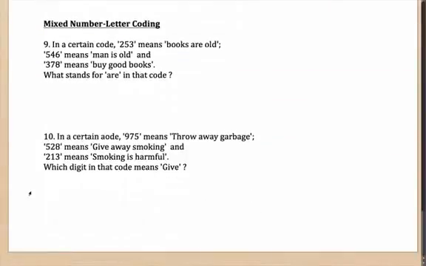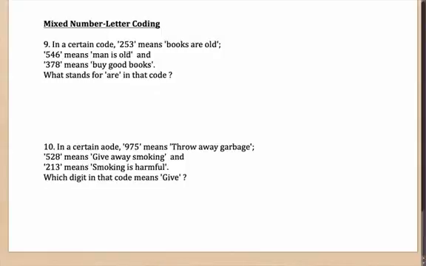to the next couple of problems, which is on number letter coding. Very similar to the mixed letter coding. Here you have numbers and words associated with them. Let's try that out. What is common? 5 here is common. So 5 goes from here and 5 goes from here.